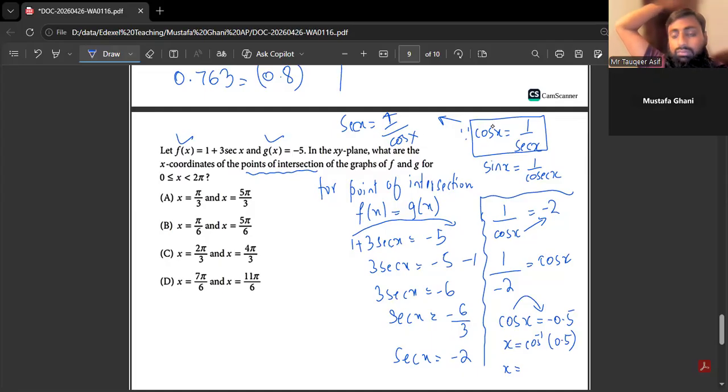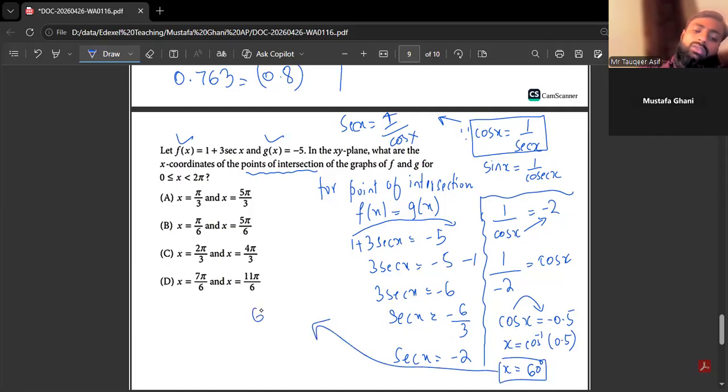Sir, 60. Yeah, 60. In radians, what will be the value? 60 times pi by 180, so times pi by 3, right? Where are we getting pi by 3? In A, right? Is this clear? Yes, sir. So A is the answer, right? Yeah, A should be the answer.